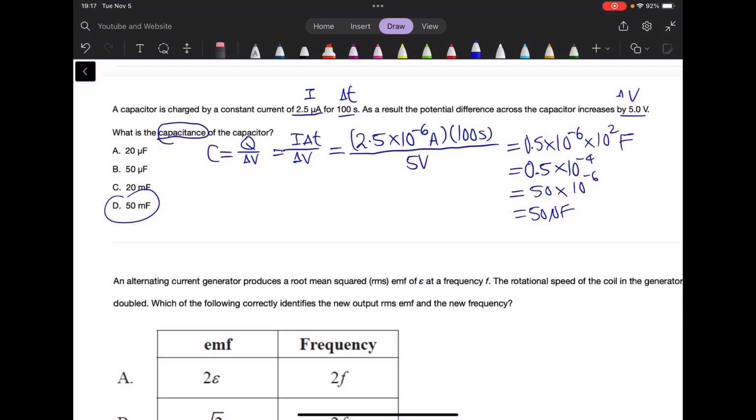When converting units, just remember that micro means 10 to the power of negative 6. This is a prefix for units. You have milli, micro, and it's helpful to know them.